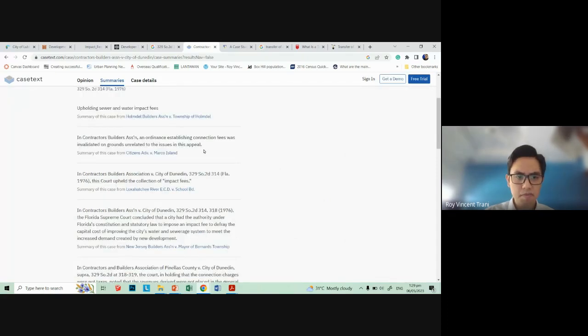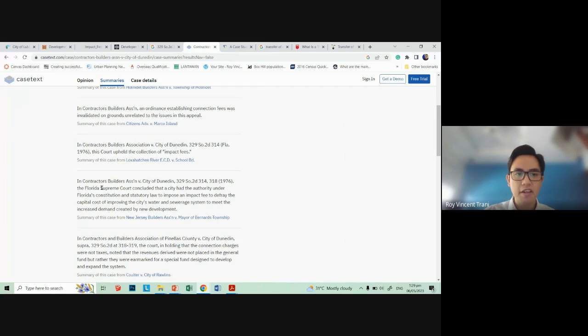about in the case. So in summary, in Contractors and Builders Association versus the City of Dunedin, the Florida Supreme Court concluded that the city had the authority under Florida's Constitution and statutory law to impose an impact fee to defray the capital cost of improving the city's water and sewage system to meet the increased demand created by the new development. So basically, the city of Dunedin won, and the contractors, the builders, had to pay the impact fee.